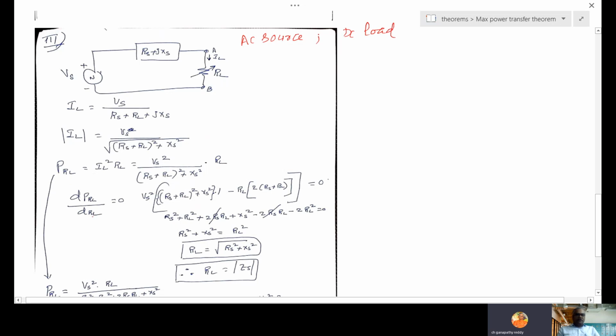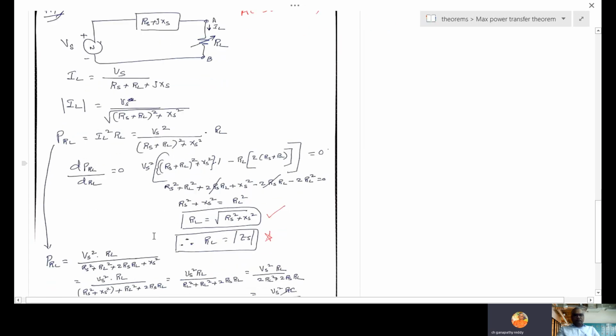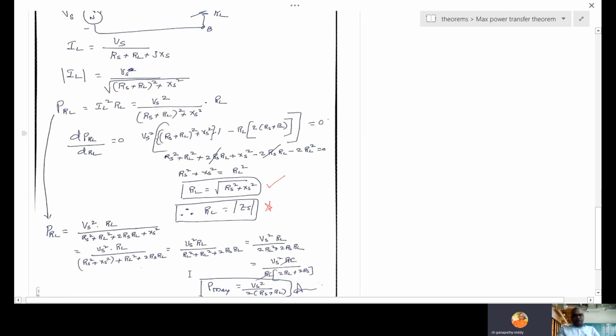And differentiate this with respect to RL, because load is containing only RL, equated to 0. Again, use the U by V method, equate to 0, simplify, you get this condition. This condition is different. So RL equal to root of RS square plus XS square, which is nothing but mod of ZS. So RL equal to mod of ZS. This is the condition.